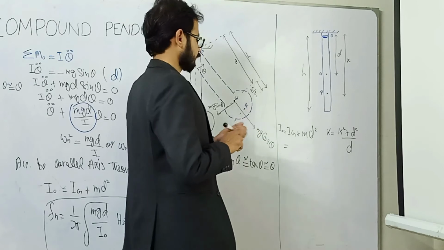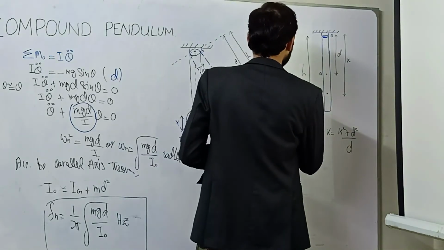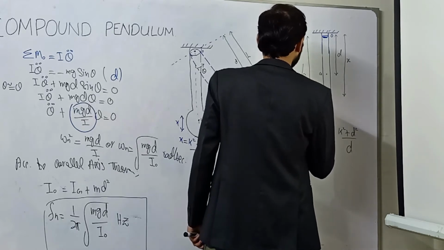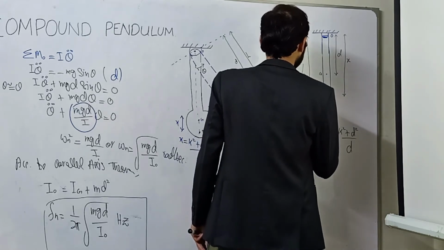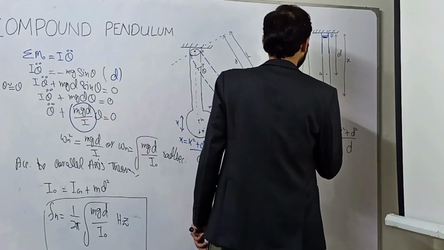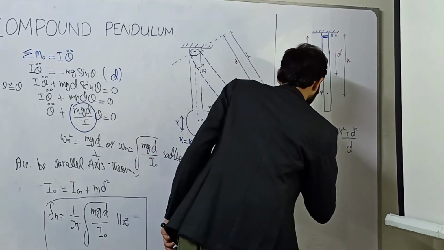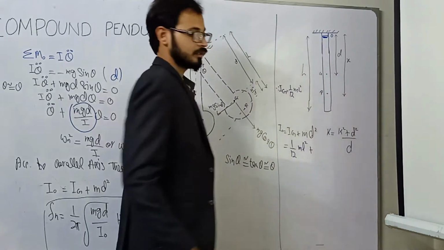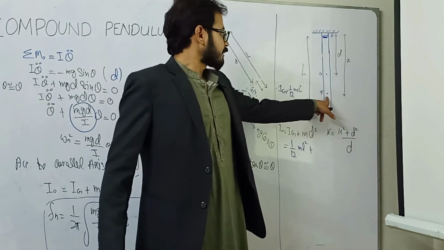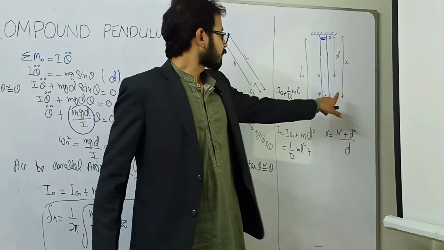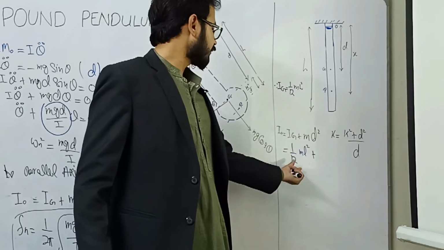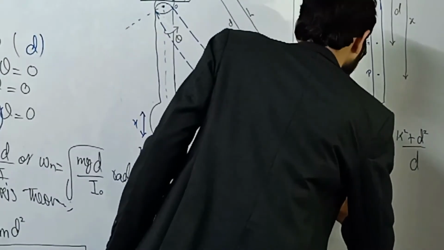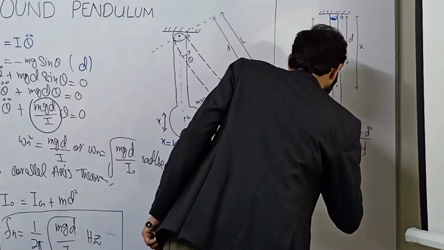From the developed formulas, Ig of the beam is already defined, and that is equal to 1 by 12 ml square. It is an already calculated value. The mass moment of inertia of this beam at point G is 1 by 12 ml square, and it is already calculated. We do not need to calculate it again.